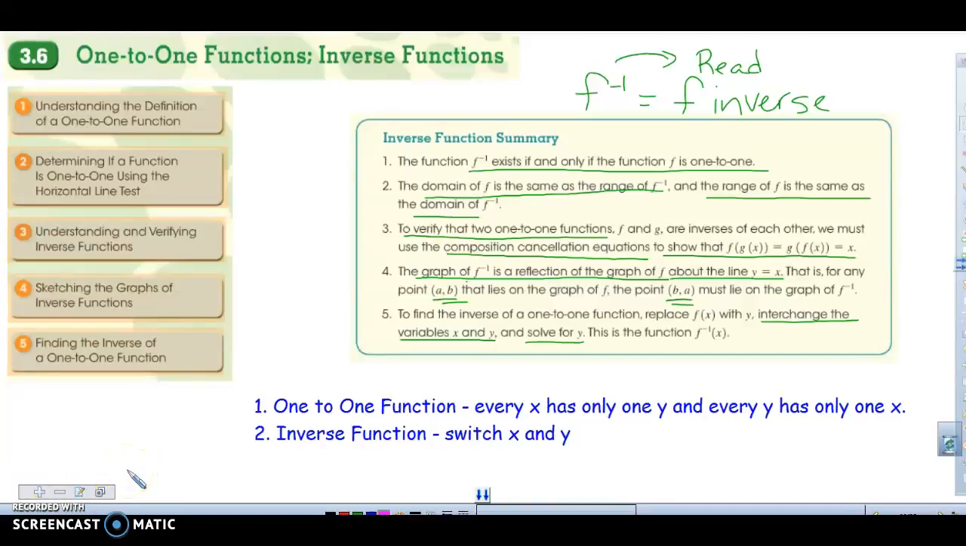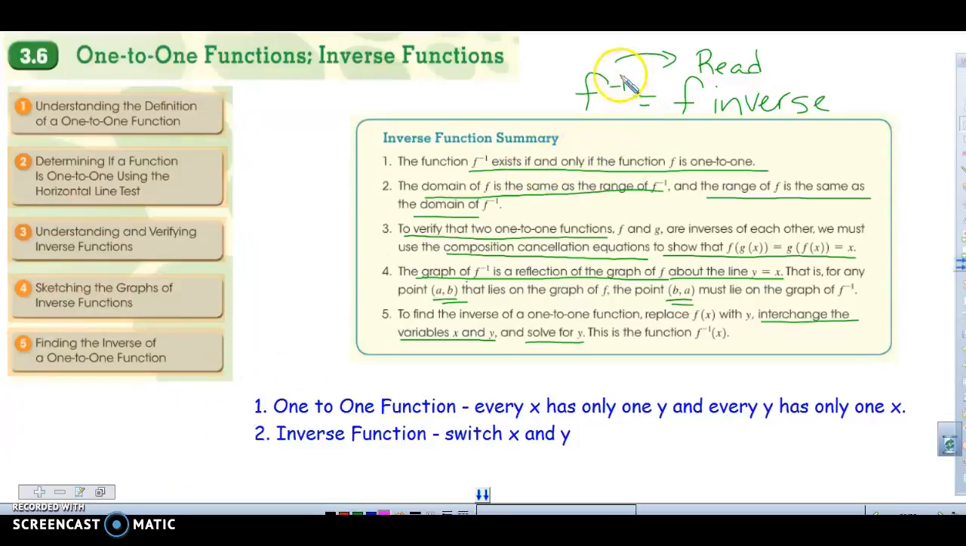Today in lesson 3.6 we'll discuss one-to-one functions and inverse functions. First of all, a one-to-one function is a special function in which for every x there is one and only one y, and for every y there is one and only one x. If a function is one-to-one, then an inverse of that function exists.